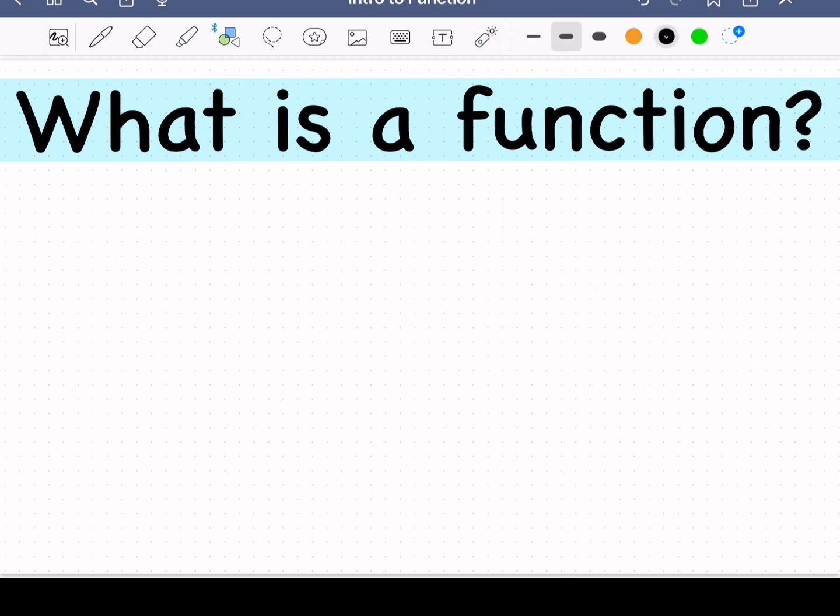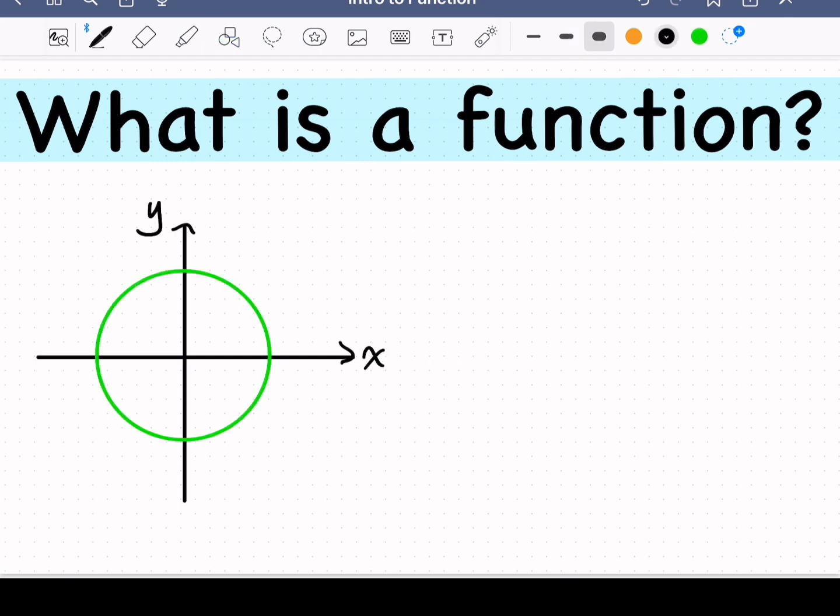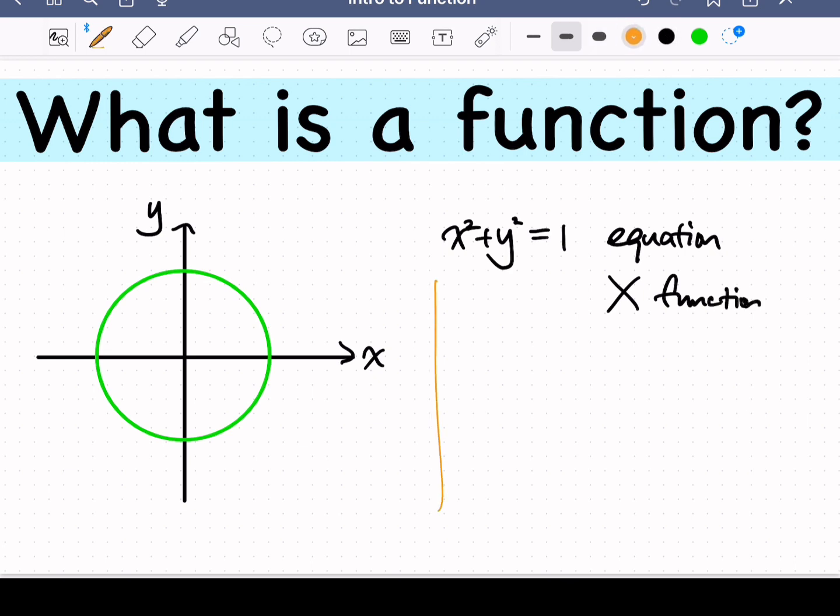Now let me give you an example of a graph that is not a function, but can be represented in terms of an equation. For this unit circle, I can use x squared plus y squared equals 1 to represent the graph. This is obviously an equation because the left side is equal to the right side, connected by an equal sign. This is an equation, but it's not a function. Why? Because it fails the vertical line test.